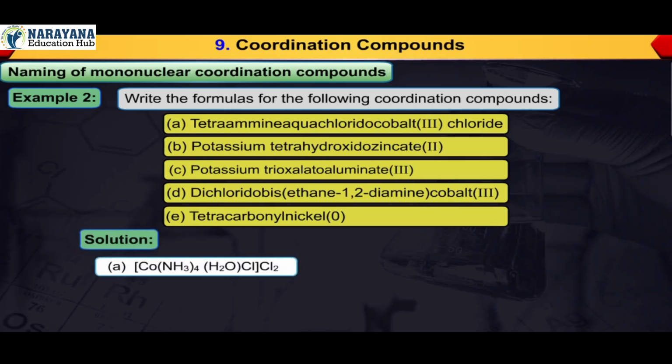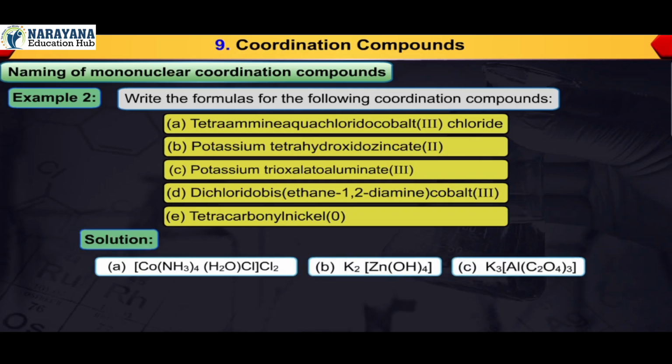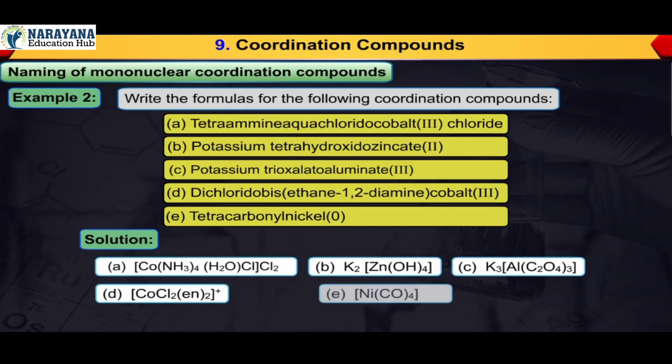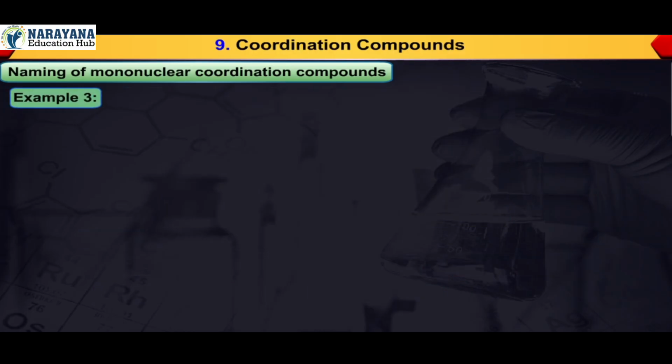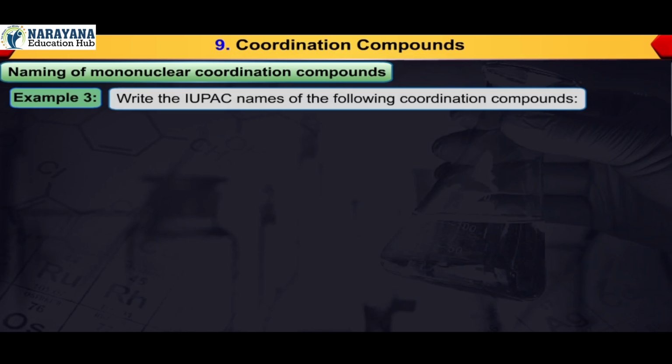[Co(NH3)4(H2O)Cl]Cl2. B. K2[Zn(OH)4]. C. K3[Al(C2O4)3]. D. [CoCl2(en)2]+. E. [Ni(CO)4]. Example 3. Write the IUPAC names of the following coordination compounds.